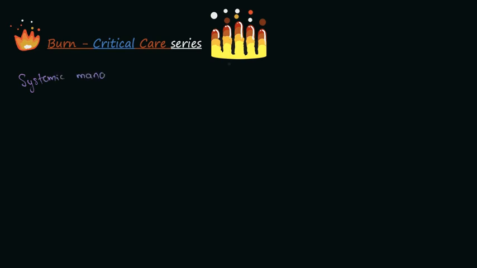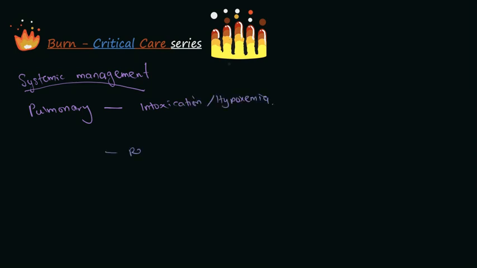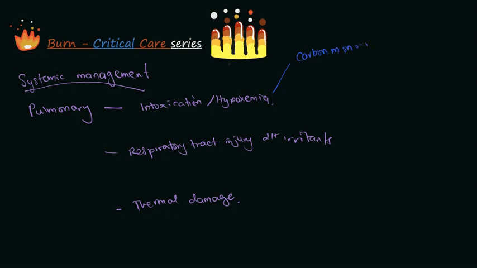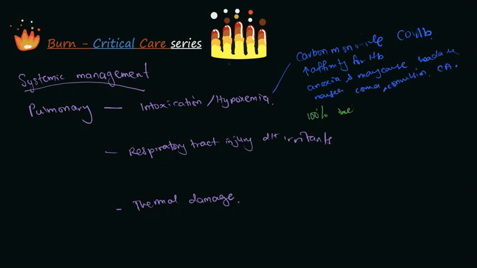We have seen how burn injury can inflict damage to the lung. So, in pulmonary management, we are dealing with intoxication or hypoxemia, respiratory tract injury due to the irritants, and thermal damage. Burn patients are very likely to get carbon monoxide poisoning. The affinity of carbon monoxide to hemoglobin is way greater than oxygen. So, when that happens, anoxia may cause headache, nausea, coma, convulsion, even death.